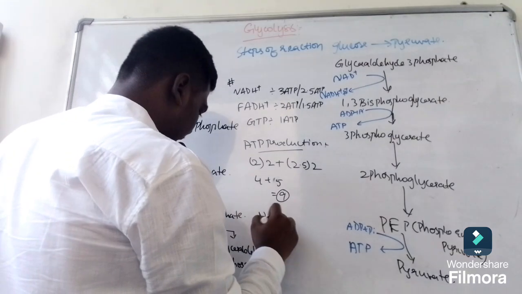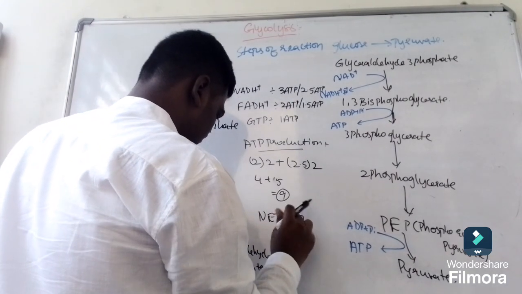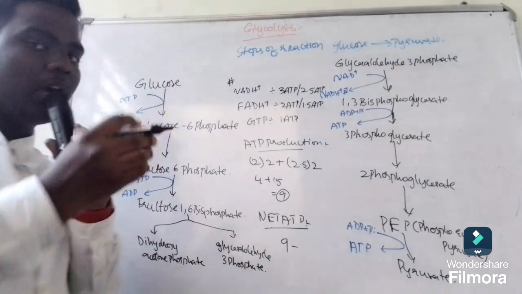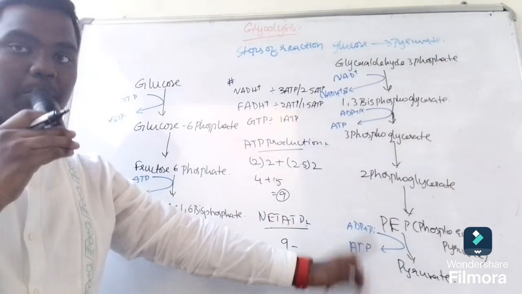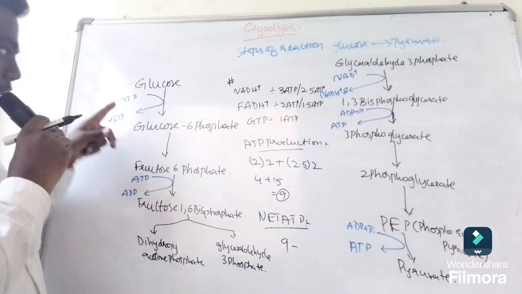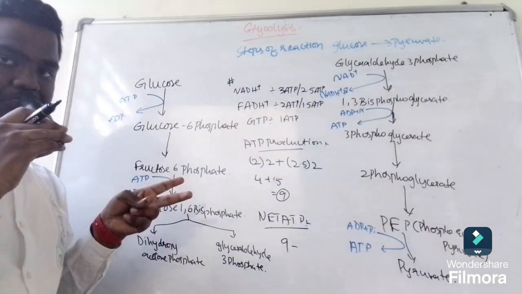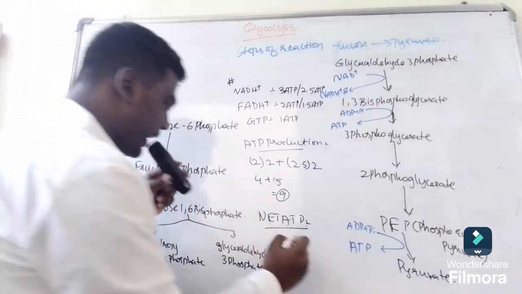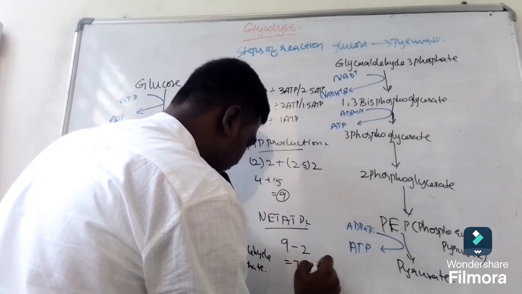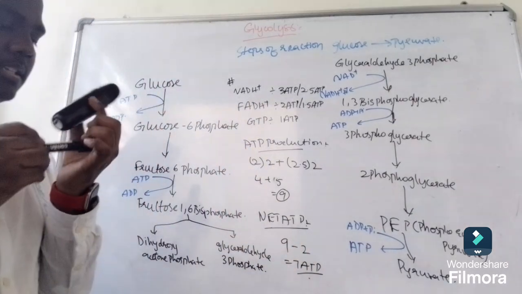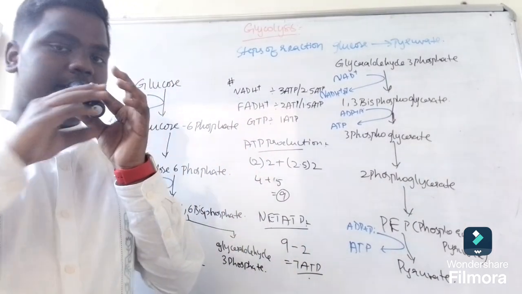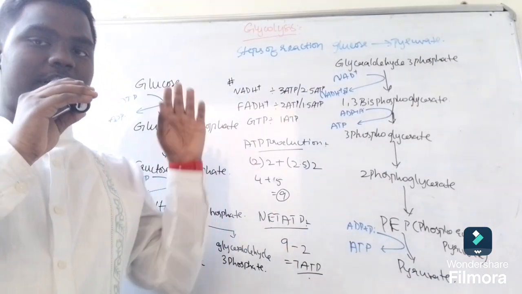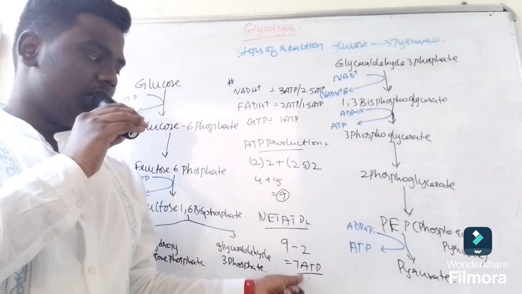Coming to your net ATP production. 9 is what you have got here, but you must not forget that here you are losing 2 ATP. You are gaining 9 ATP and losing 2 ATP, so the net gain will be 7 ATP. So from glycolysis, a total of 9 ATP is produced, 2 ATP consumed, and the net ATP count remains 7.